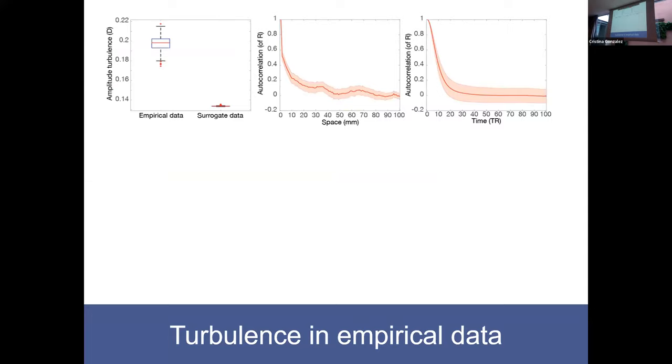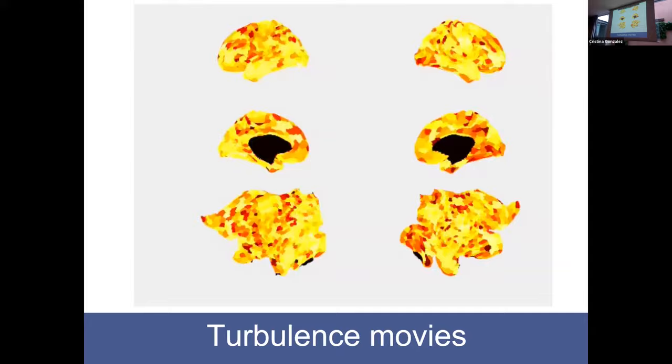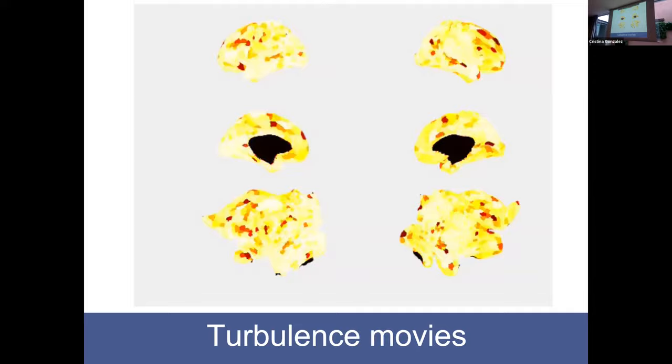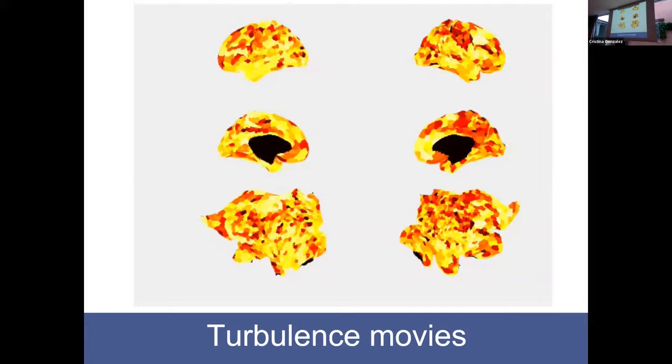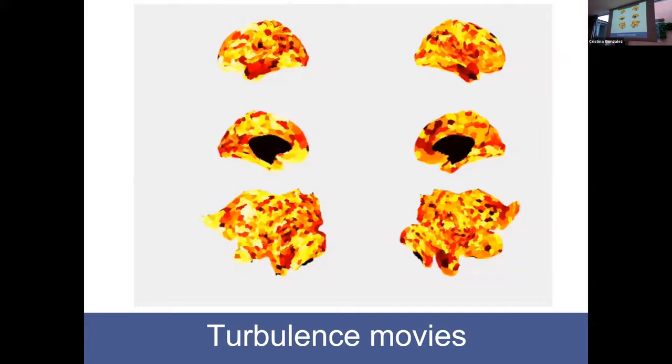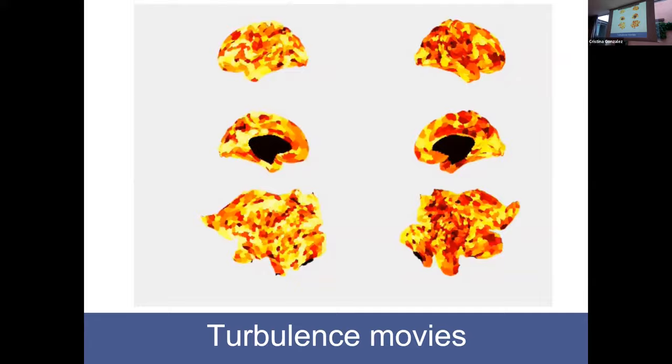And just to save a little bit of time, this is the Hollywood version of the turbulence. What you see here is a particular subject, in 3D rendering or flat rendering, in a particular resting state session. And what you see is the evolution in time of the local Kuramoto order parameter. So you see the wheels, and you see really this high variability across space and the highest variability across time.